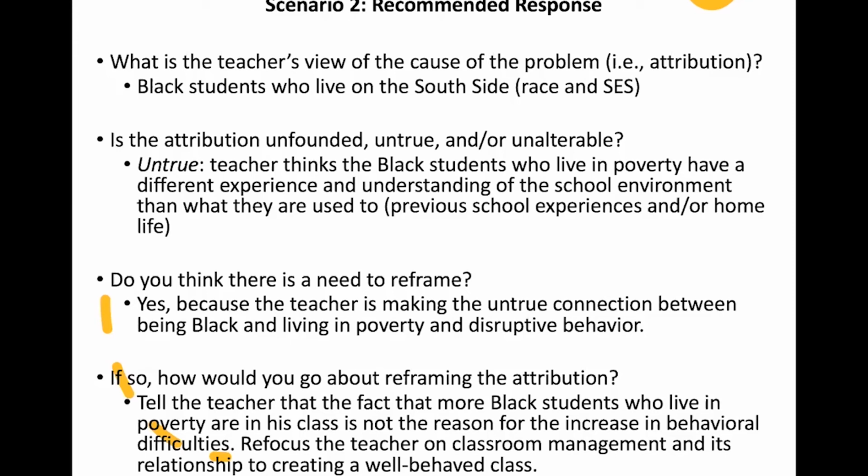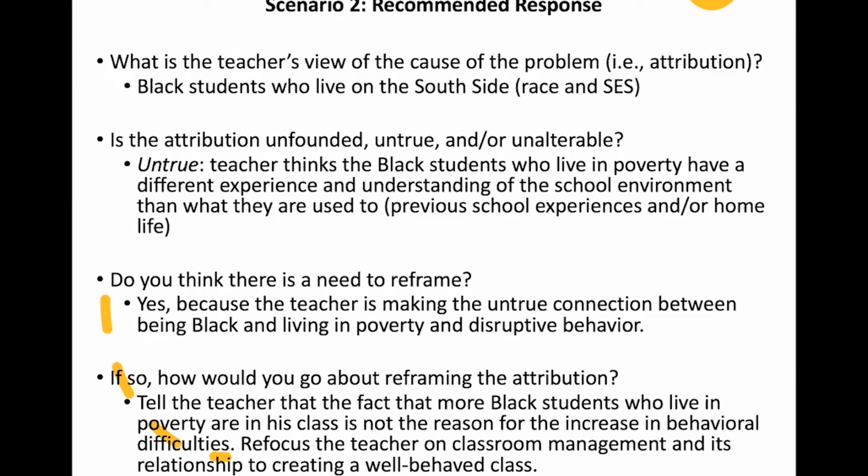And so we want to interrupt that thinking. We want to break that connection in that moment, and really just tell the teacher that the fact that more Black students who are in your class are living in poverty is not the reason for the increased difficulties. Let's focus in on what you're doing with your management. Let's look at that. We have one other question. Augustina, if you want to unmute yourself.